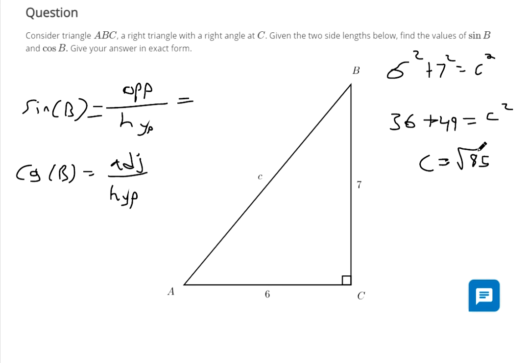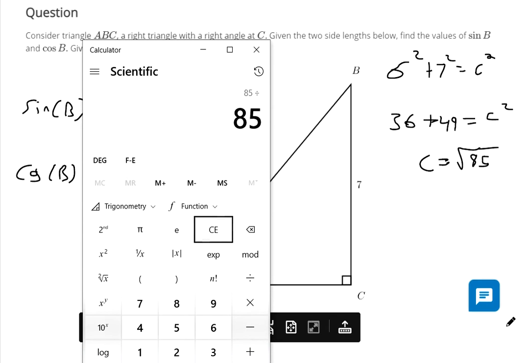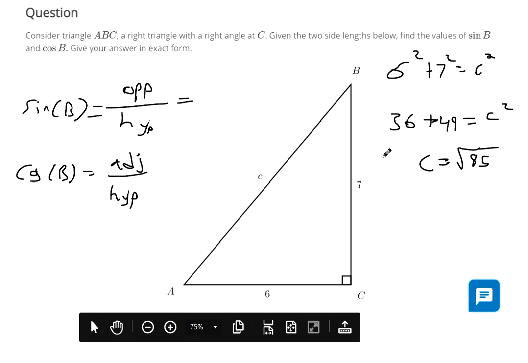Let's see if we can reduce that. I don't think we can, because you can't divide it by 9 and get an integer. 16 won't work, 25 won't work, 36, 40. No, nothing will go into that. So that's as simple as it can go.